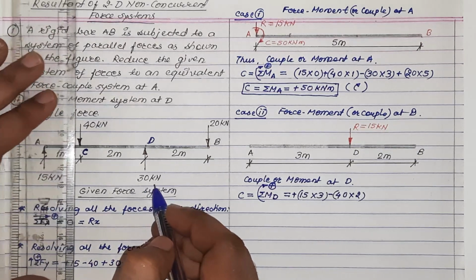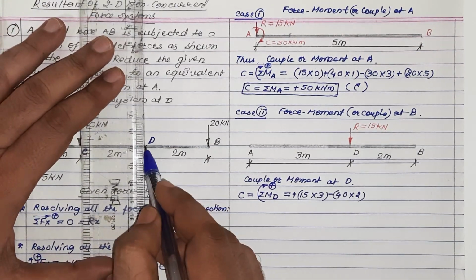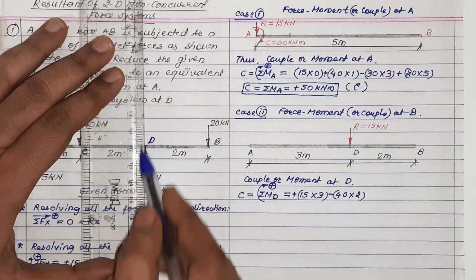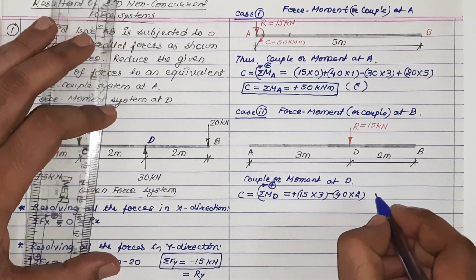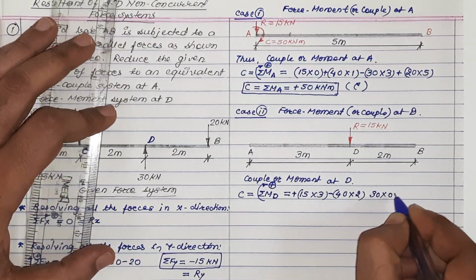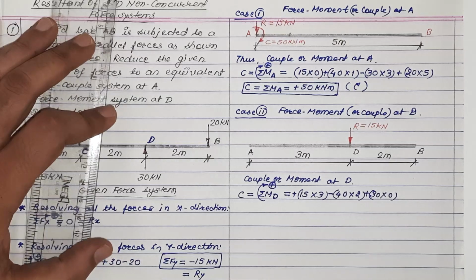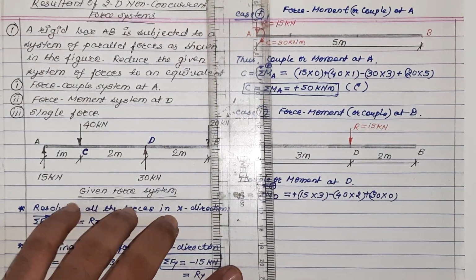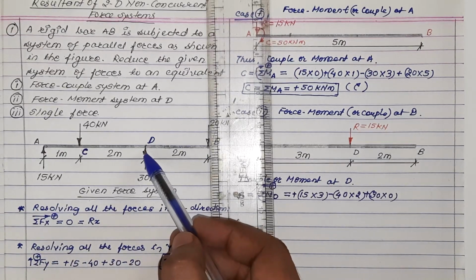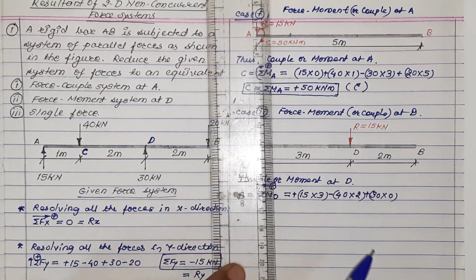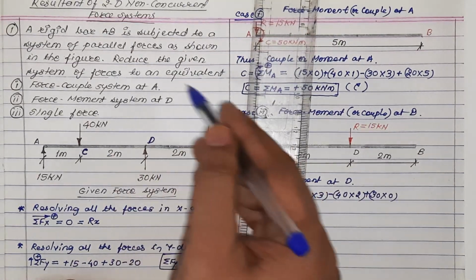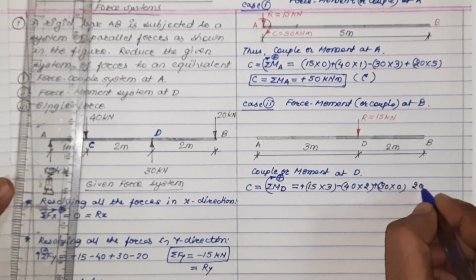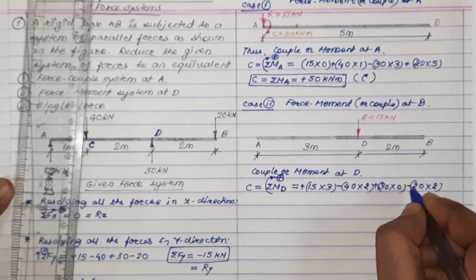30 kilonewton has line of action passing through the moment center D. Hence, there is no perpendicular distance between D and line of action. Therefore, the equation would be 30 multiplied by 0. After that, we have 20 kilonewton. This is its vertical line of action, and point D is moment center. Perpendicular distance is 2 meter, and it is going to create a clockwise moment. Hence, it is 20 multiplied by 2 clockwise.